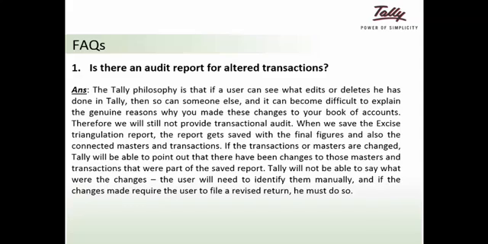When we save the excise triangulation report, the report gets saved with the final figures and also the connected masters and transactions. If the transactions or masters are changed, Tally will be able to point out that there have been changes to those masters and the transactions that were part of the saved report. Tally will not be able to say what were these changes. The user will need to identify them manually, and if the changes made require the user to file a revised return, he must do so.